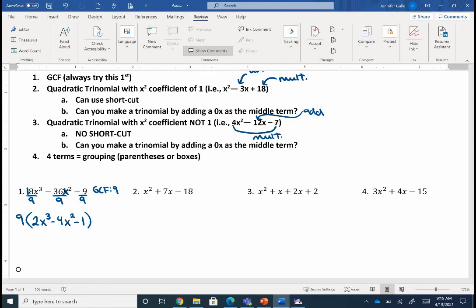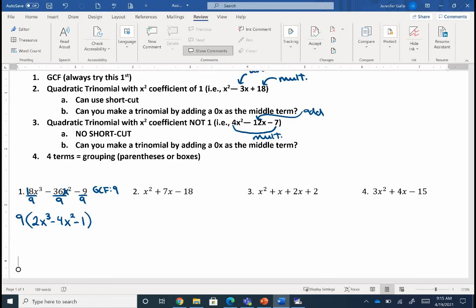All right, I move on to question 2, and I'm going to go down my checklist. It always says to try GCF first. In number 2, I'm looking at the numbers. I have a 1, a 7, and an 18. Nothing other than 1 can go in there. I have an x squared, an x, and no x. Do we have anything common in number 2? No. So now I'm going to move down my checklist.